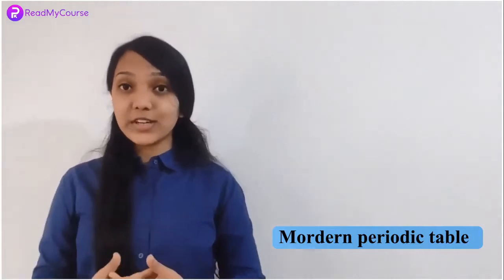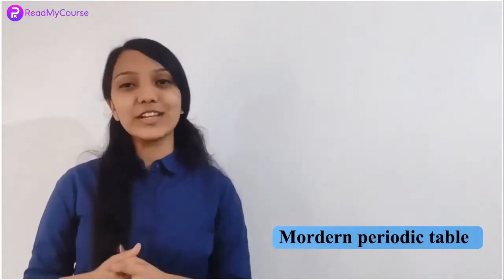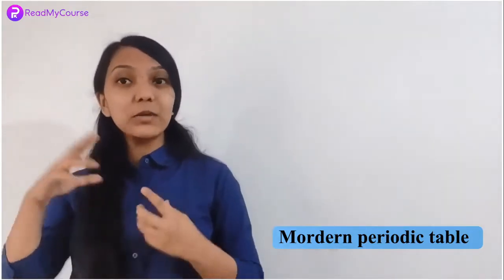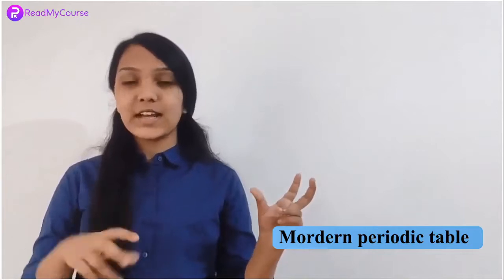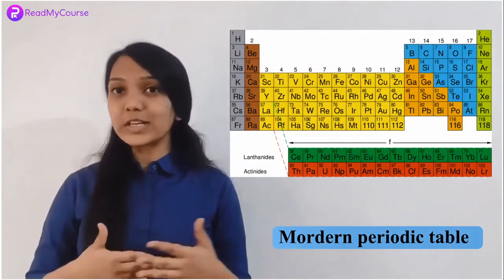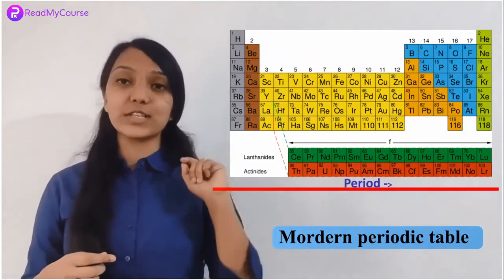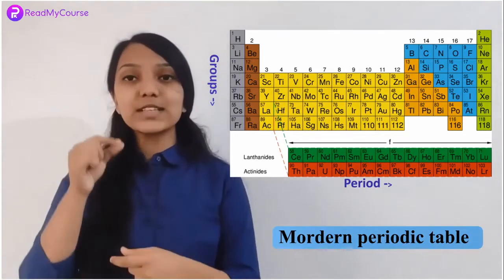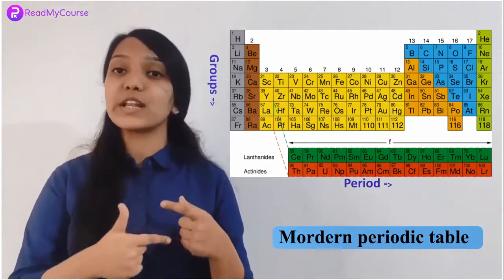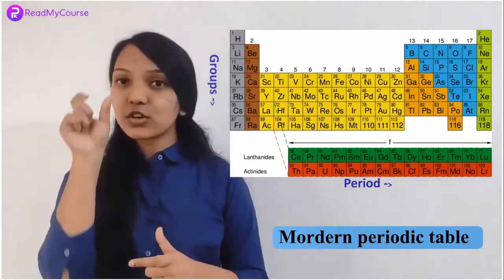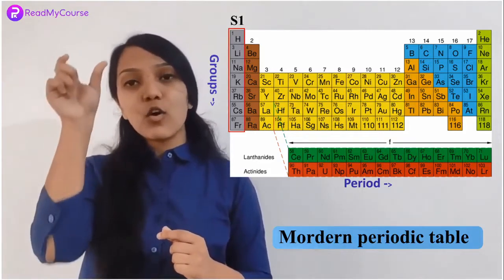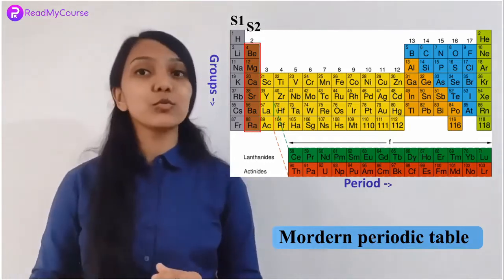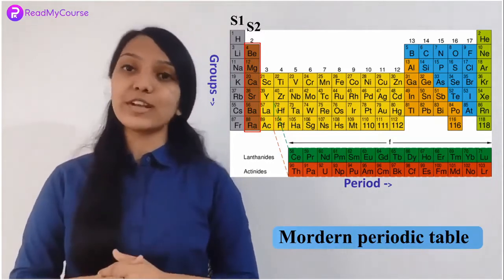Hence, the modern day periodic table is called the long form of the periodic table, and it consists of horizontal rows and vertical columns. Mendeleev had named the horizontal rows as series and the vertical columns as groups, but in the modern day periodic table, we call these horizontal rows periods and the vertical columns groups. The elements in the same group have the same outer shell electronic configuration. For example, if the outer shell electronic configuration is s1, all the elements of the same group have s1, and if it is s2, all the elements of the same group have s2. That is the outer shell electronic configuration.